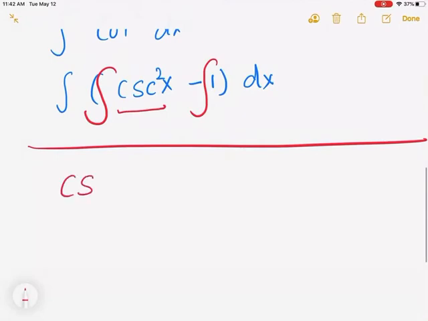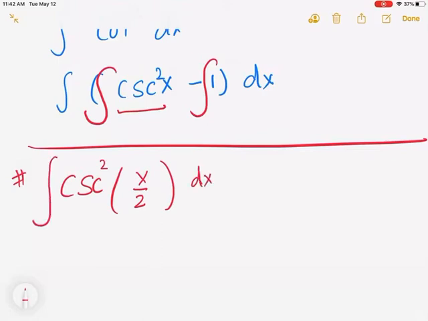This is cosecant. This is the next one, and this is number 22 on yesterday's assignment. Cosecant squared of x over 2, and it's dx. Okay, you could do pattern recognition, or you could do u substitution for something like this. Both. I'll show you both.